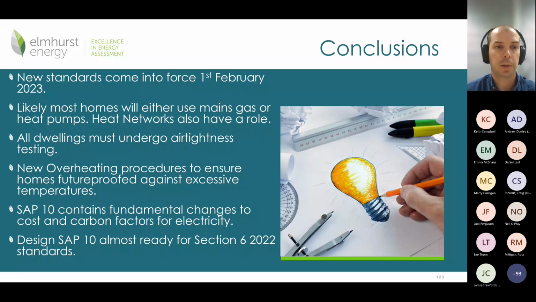All dwellings have to undergo air tightness testing. There is no sampling anymore. There are new overheating procedures which don't rely on SAP anymore. There are separate procedures in section 3 to mitigate overheating risk. SAP 10 is coming, which has fundamental changes to the cost carbon factors for electricity, which have big impacts on your EPC rating and your carbon figures for compliance. Design SAP 10 is our software, which we are producing, which we are very, very close to releasing to our SAP assessors to allow them to model against the new standards.